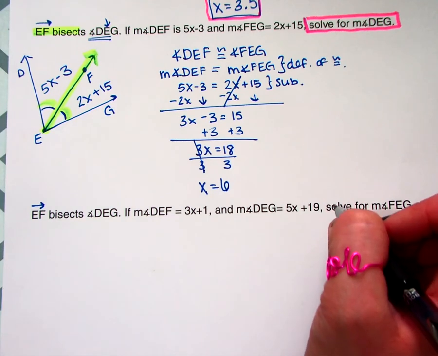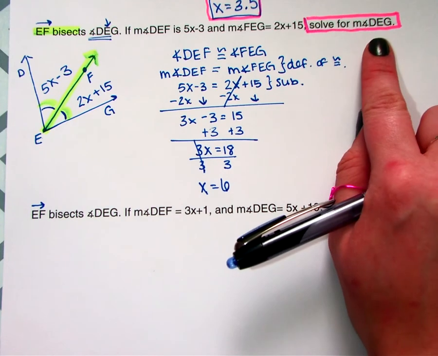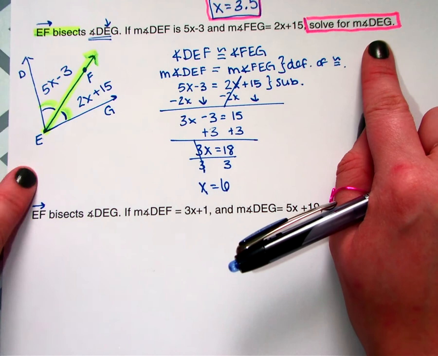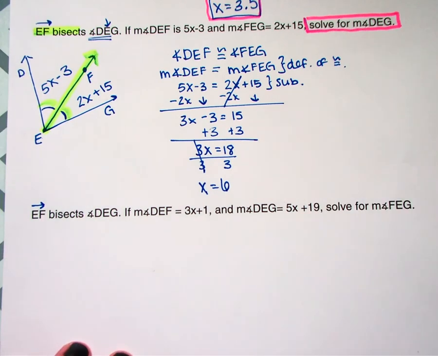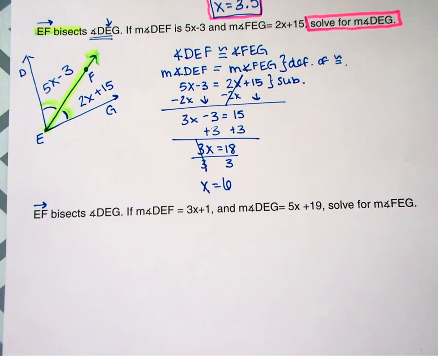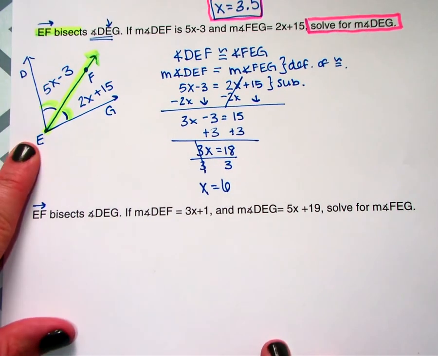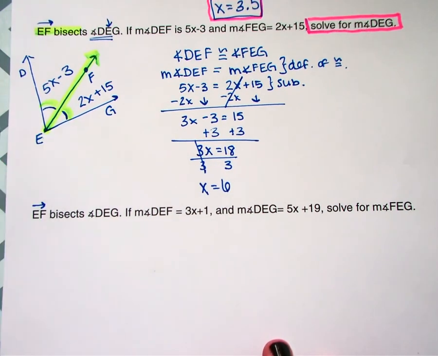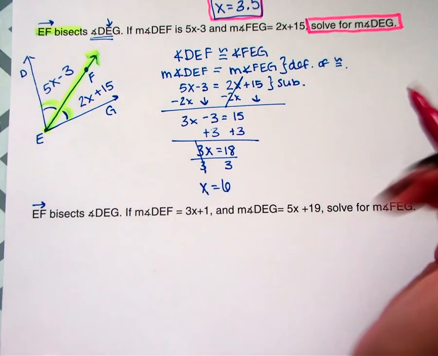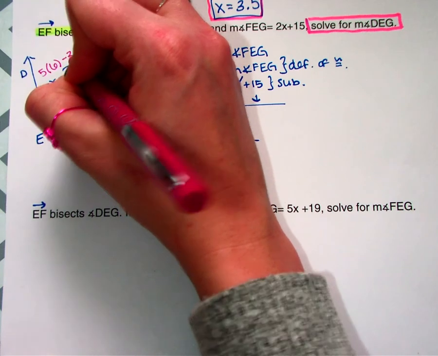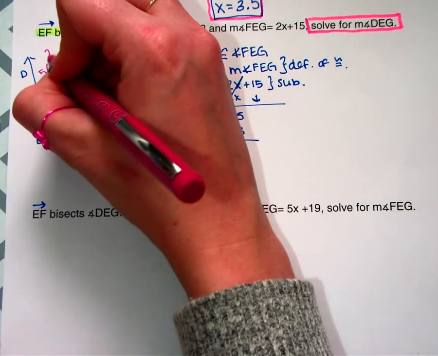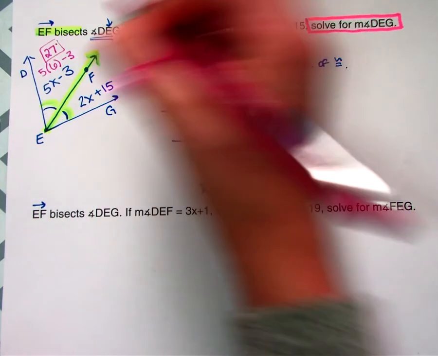Now, x is 6, but our goal here is to solve for the measure of angle DEG. Now, in this kind of problem, I need to actually solve and simplify. In order to find the measure of DEG, when the only thing I know is the two smaller pieces, I have to plug x into my expression. So what I'm going to do here, I'm going to get 5 times 6 minus 3, which gives us an angle measure of 27 degrees.